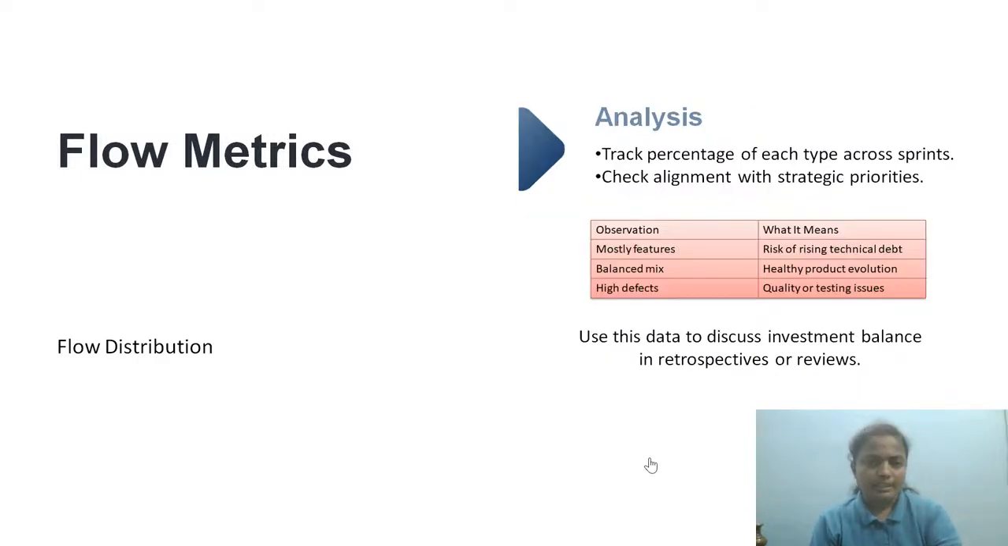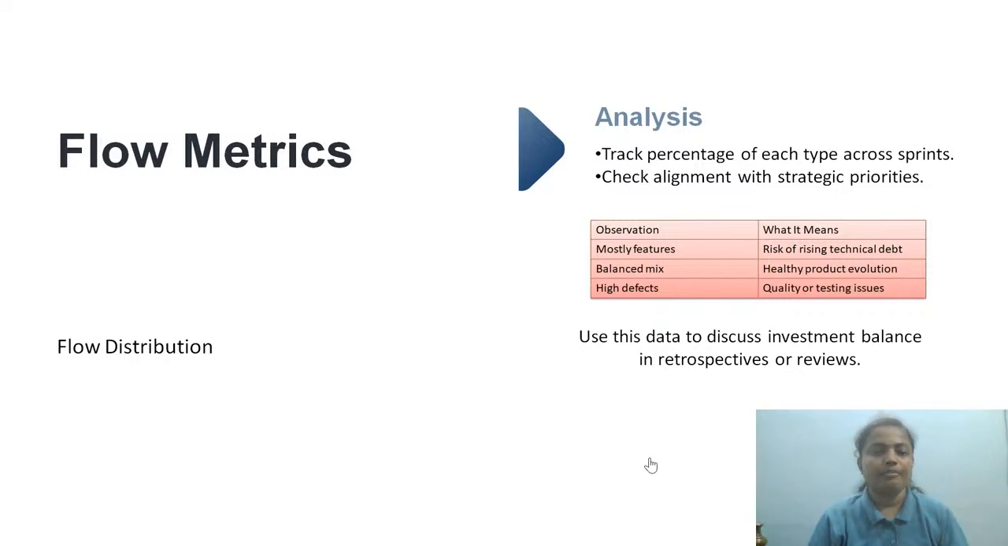How are we going to analyze this? Track the percentage of each type across sprints or a specific period of time. Check alignment with strategic priorities. Always features, mostly features: risk of rising technical debts. We are not even touching technical debts. That means there is a problem. That number may increase. Balanced mix: very good, because you are going to pick up each and everything. There is no technical challenge going to come. The bug fixes are getting into the proper queue and features are getting delivered.